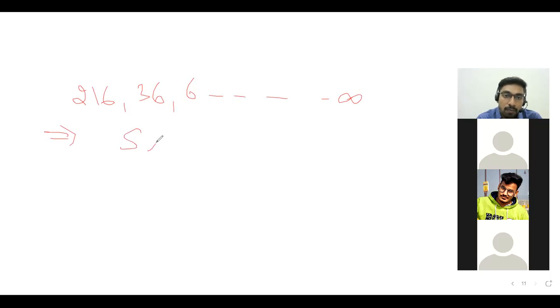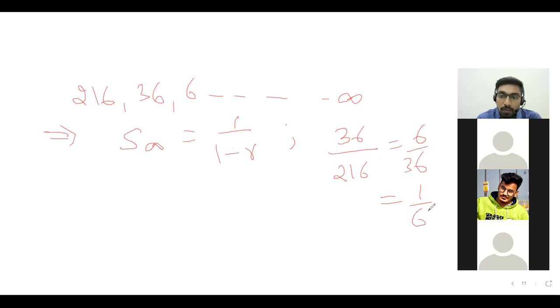Again, S infinite equals 1 upon 1 minus r. Why will we use this formula? Because 36 divided by 216, or 6 divided by 36, you will get 1 by 6, which is less than 1. That means if r is less than 1, you have to use this formula, a upon 1 minus r, and the value of a is 216.